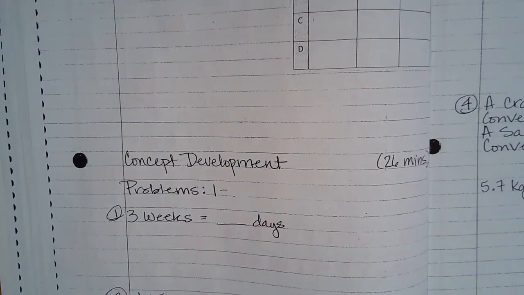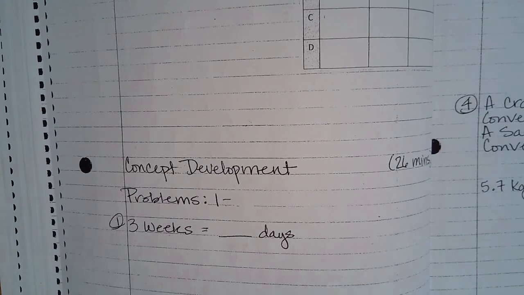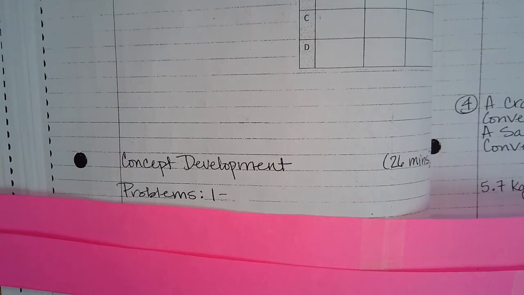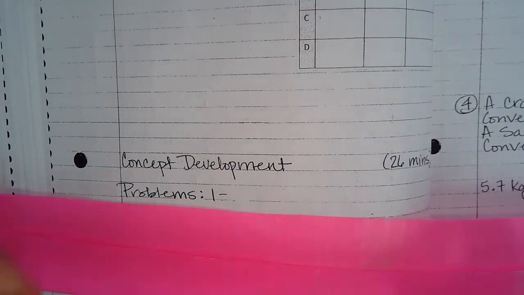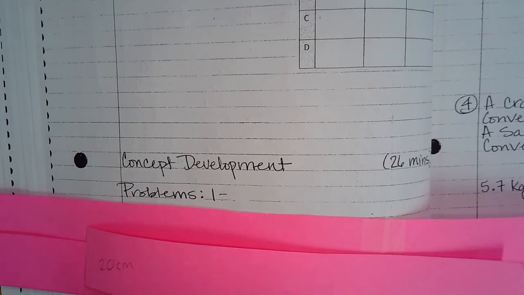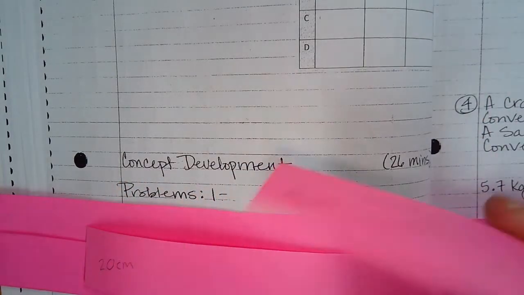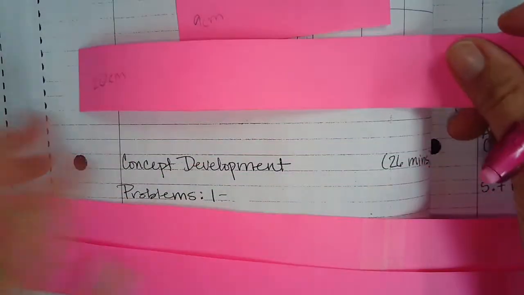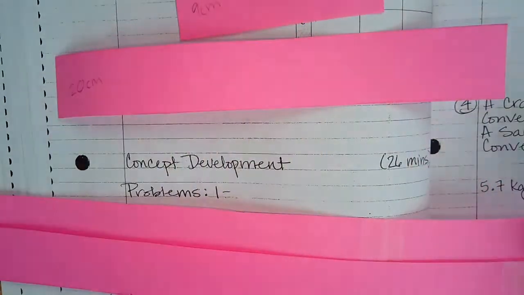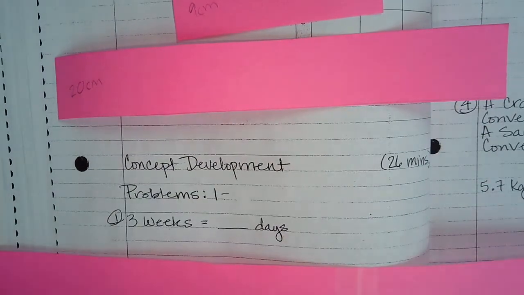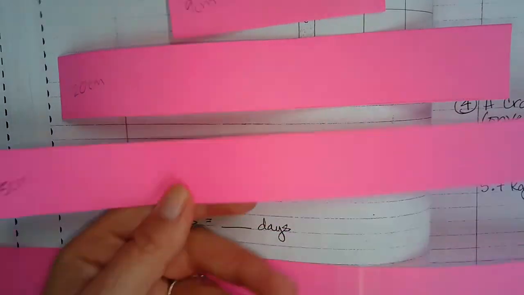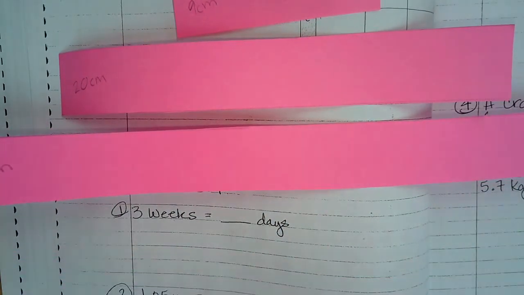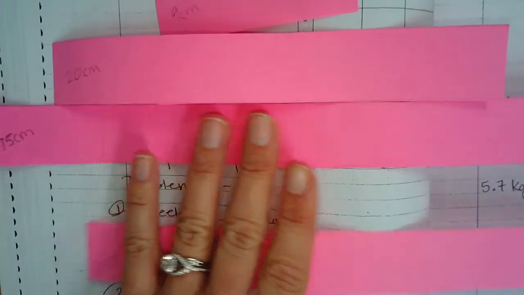So I'm not going to pass out a string to you. We just made this, because it would have been a lot of work to make all of you this stuff. Okay, so we have a 9 centimeter piece of paper, a 20 centimeter piece of paper, a 75 centimeter piece of paper, and 105 centimeter paper.